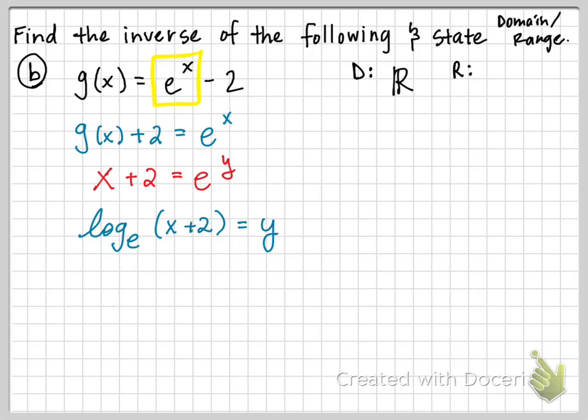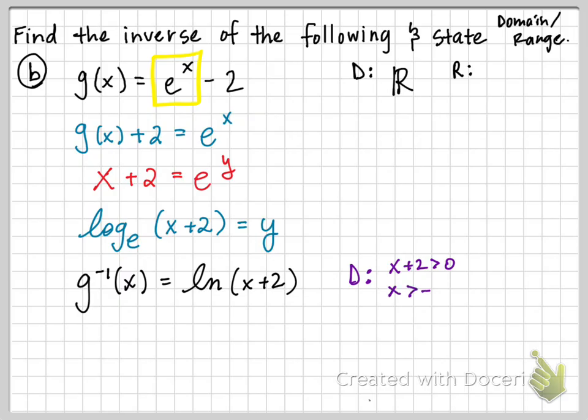My last step of writing a function as an inverse is to make sure to write the new y as the inverse function. So the inverse function is equal to, and one thing I have to remember is that log base e is known as the natural log of x plus 2. So if I think about this, when I find its domain and range, I'll put this in purple. For the domain of this log, x plus 2 is greater than 0, so x is greater than negative 2, which means I have negative 2 to infinity. My range for the inverse, again, is all real numbers.